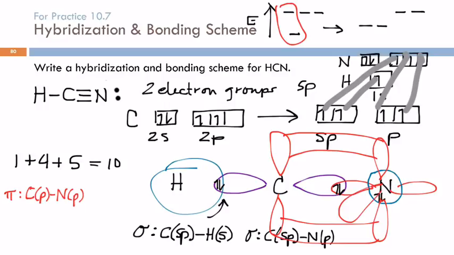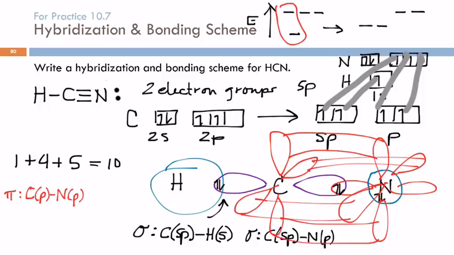So there's another one that's coming out this way and overlapping. And that's the second pi bond. So we have two of these, and one of those, and one of those.